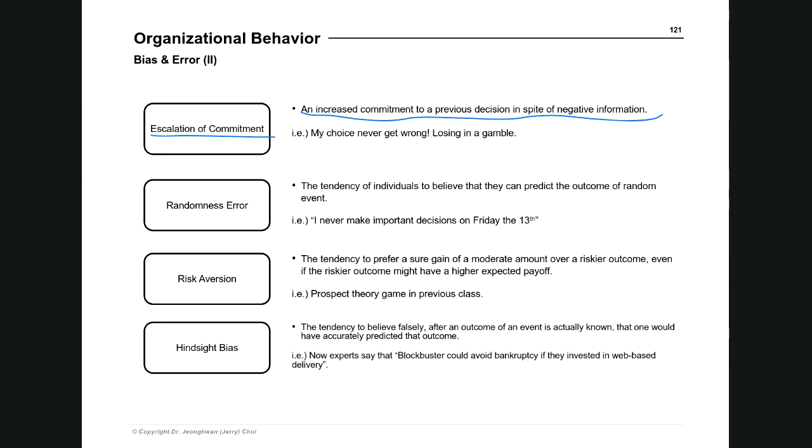Now, I will ask to raise the game. I will raise the game up to $10,000. So will you play the $10,000 game? If you abandon now, you will just lose $100. And how about if you win? You will get the $10,000. Will you play the game or not?